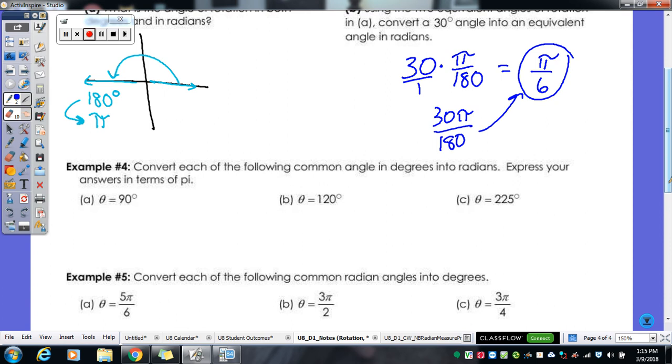So let's try this again. Let's keep practicing this. So 90 degrees, I want to turn this into radians. So I'm going to multiply it times pi over 180, or simply pi over 2. You could put the 1 pi over 2, but generally you're going to see it as pi over 2.